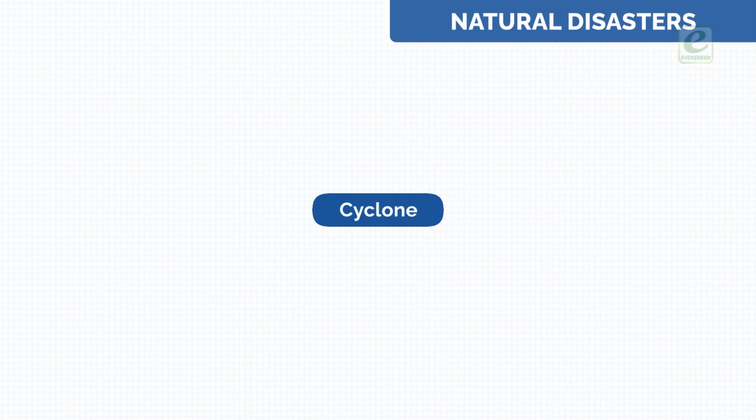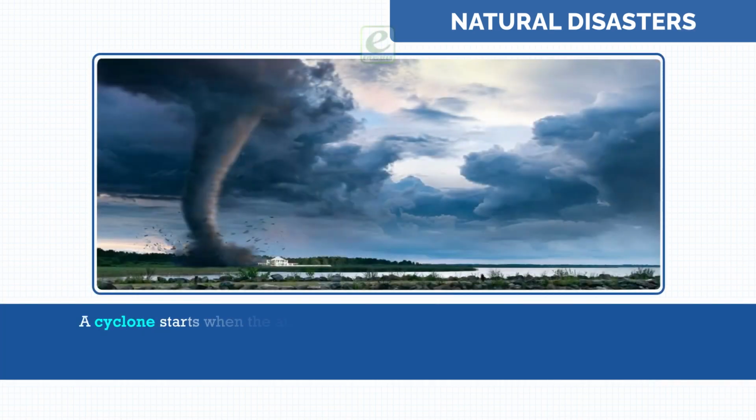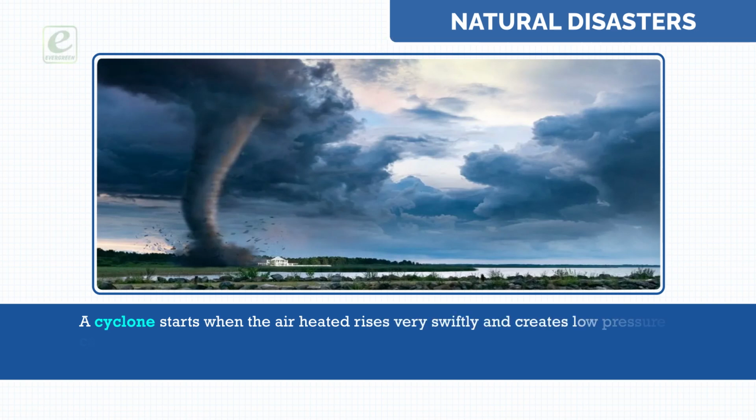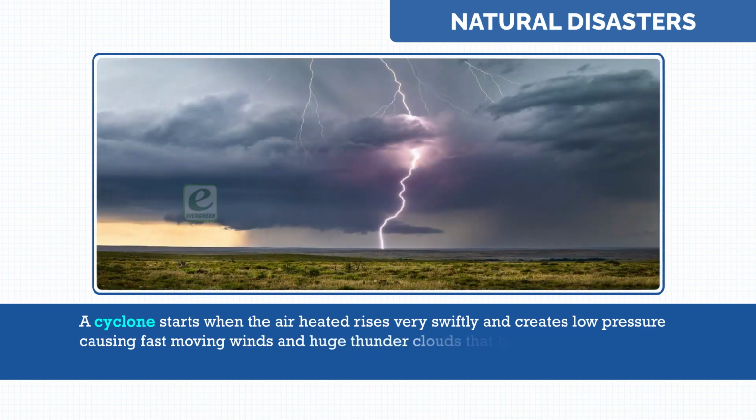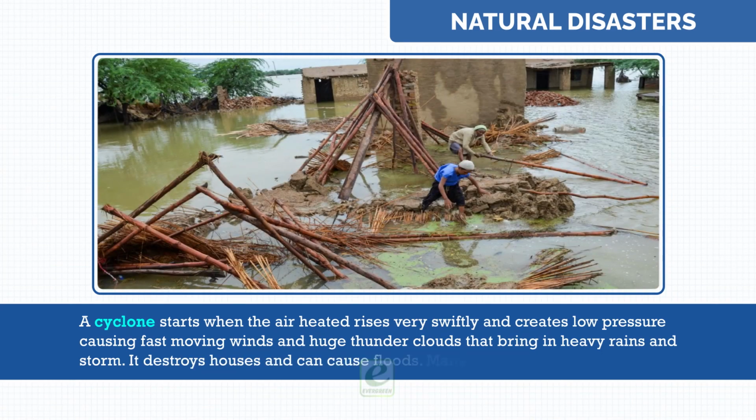Cyclone. A cyclone starts when the air heated rises very swiftly and creates low pressure, causing fast-moving winds and huge thunderclouds that bring in heavy rains and storm. It destroys houses and can cause floods. Many lose their homes.